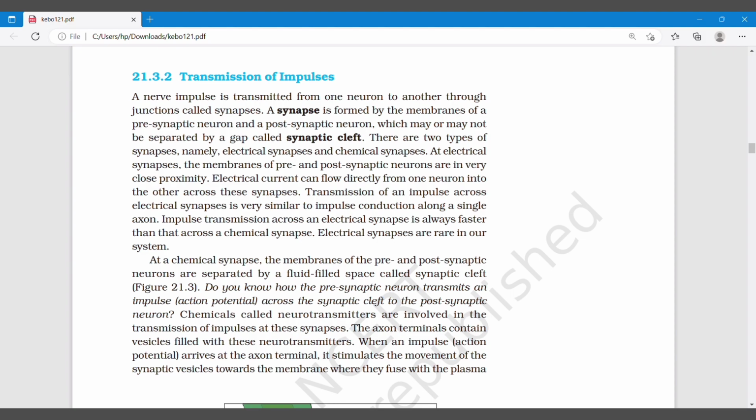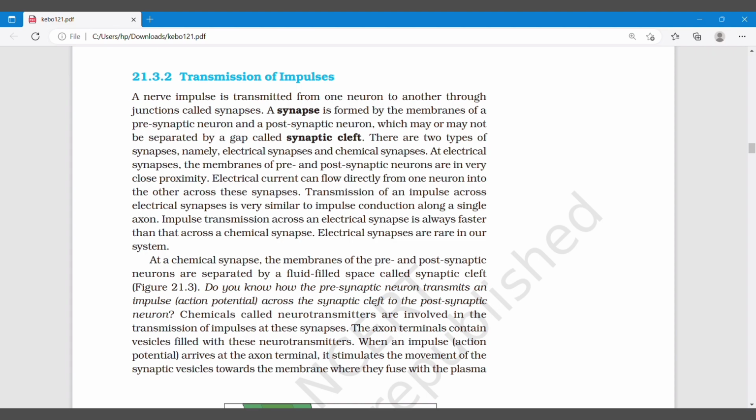At electrical synapses, the membranes of pre and postsynaptic neurons are in very close proximity. Electrical current can flow directly from one neuron to the other across these synapses. Transmission of an impulse across electrical synapses is very similar to impulse conduction along a single axon. Impulse transmission across an electrical synapse is always faster than across a chemical synapse. Electrical synapses are rare in our system.